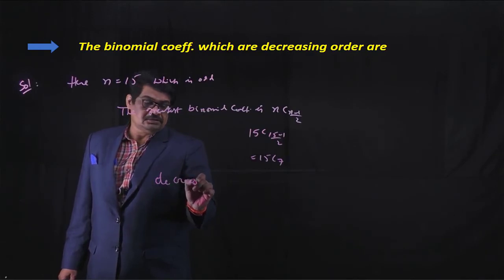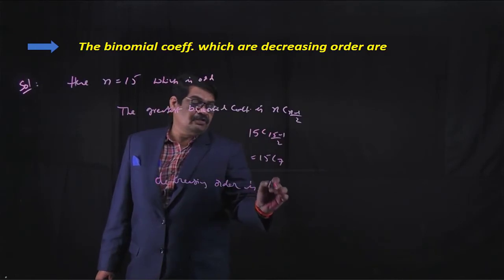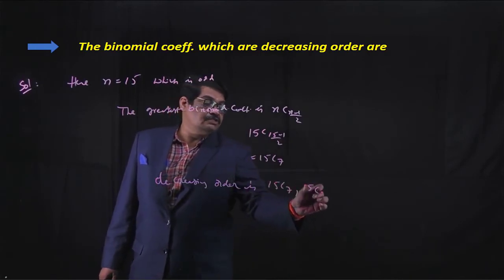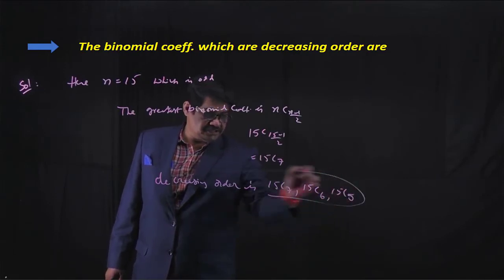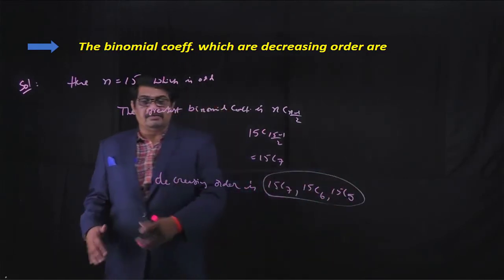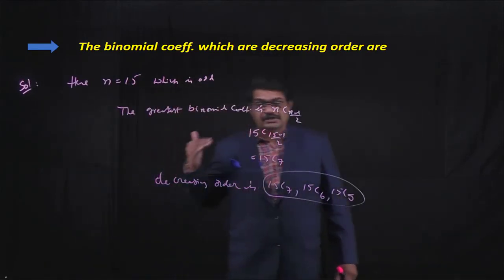Decreasing order, or descending order, is 15C7, 15C6, 15C5. This is the decreasing order of the given multiple choice. Okay, so first we have to find the greatest binomial coefficient.